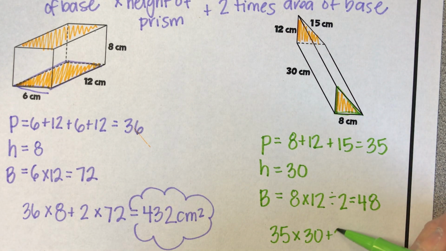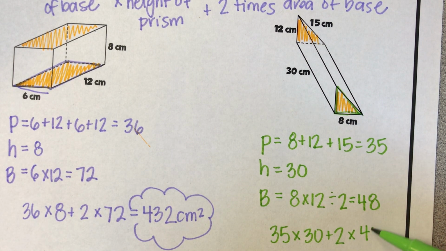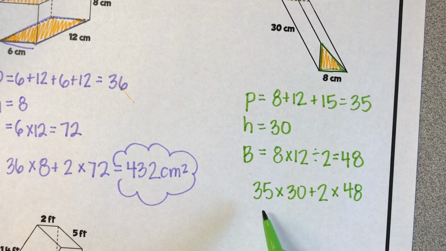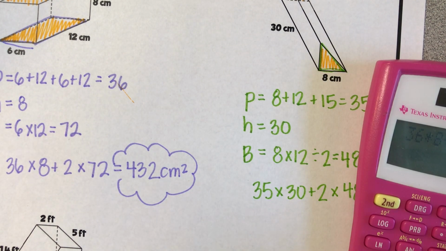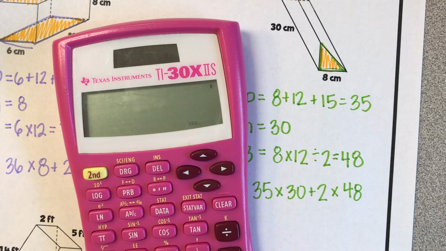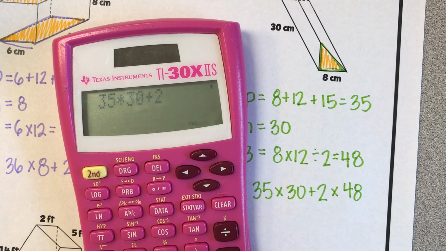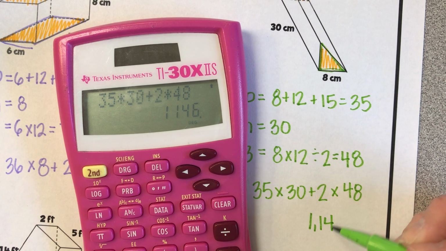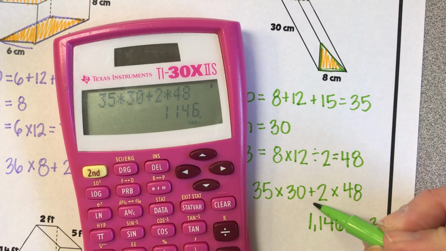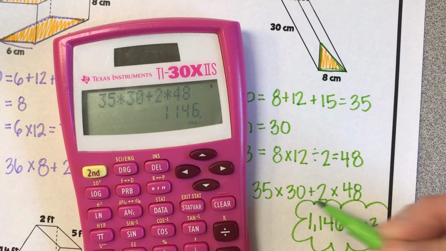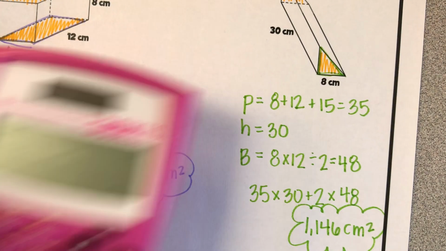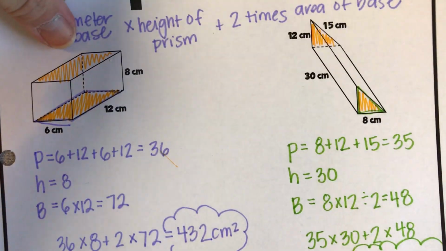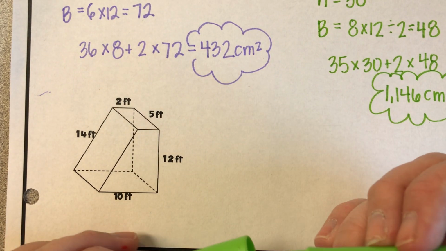Okay, so now I can plug it into Ph plus 2B. So the perimeter I found was 35 times the height is 30 plus 2 times the area of the base, which is 48. So 35 times 30 plus 2 times 48 gave me 1,146 centimeters squared. Whoops.